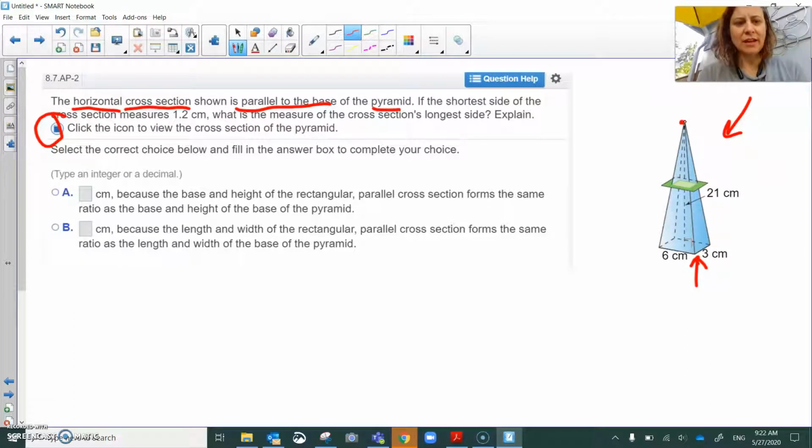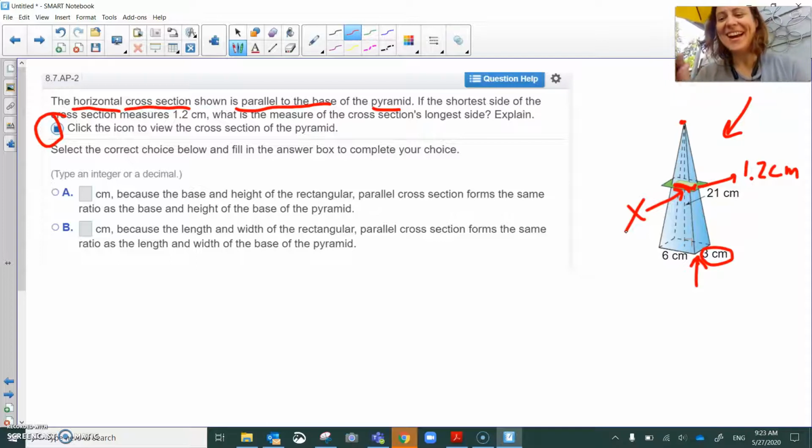If the shortest side of the cross section measures 1.2 centimeters. So when we look at the base, the shortest side of the base is the 3 centimeters. So the short side of the cross section will be this one, and that's 1.2 centimeters. What is the measure of the cross section's longest side? So they're asking you how long that side is. Let's call it X. Explain. Oh, wow. Okay.